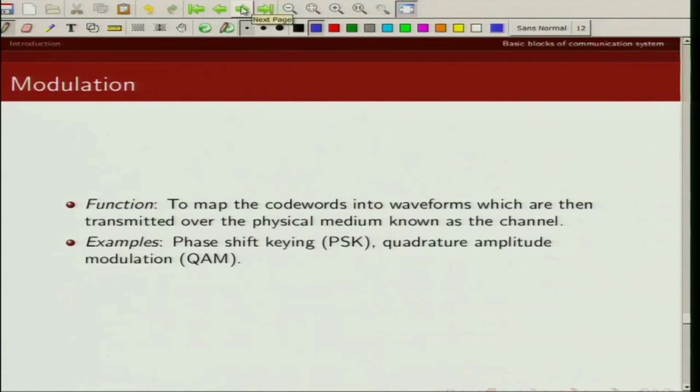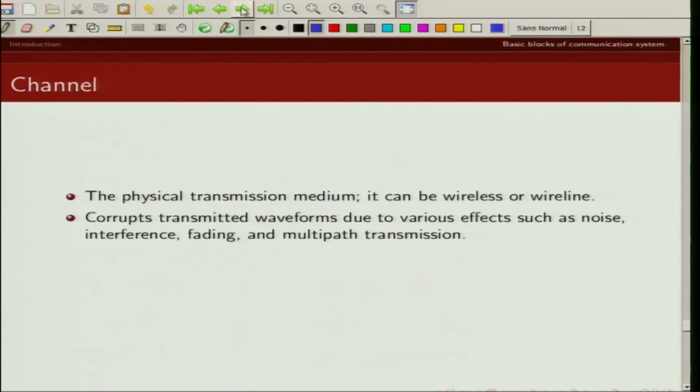Modulation, as I said, we want to send this coded sequence over the channel, so we map these code words into waveforms. Some examples of digital modulation schemes are phase shift keying and quadrature amplitude modulation. This you must have studied in a digital communication course. Channel, as I said, is the medium over which we are sending our waveforms, and this medium could be wireless or it could be a wireline channel.